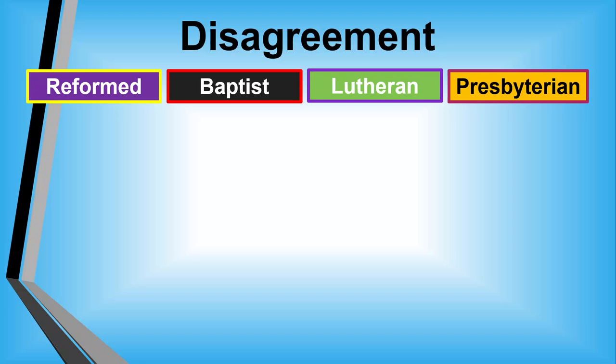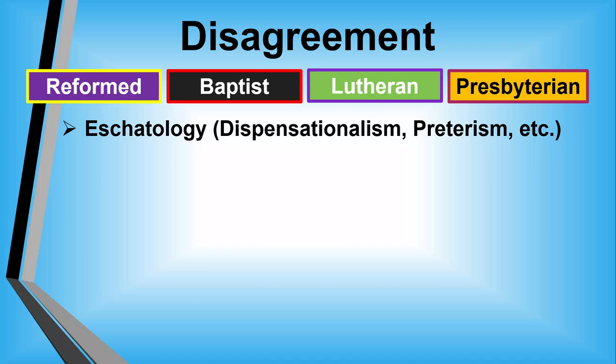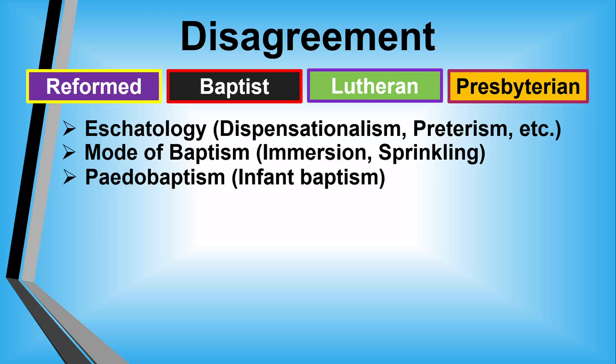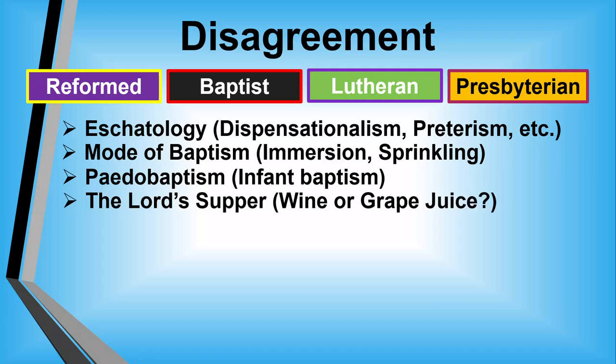Systematic theologians and denominations in Protestantism disagree on these. Eschatology, that's why they have dispensationalists, preterists, and so on and so forth. Then you have the mode of baptism. Should we baptize by immersion or by sprinkling? And now from this arises the question, are we to baptize infants? Paedobaptism, which Reformed, Presbyterians, and Lutherans adhere to. There's not a drop of evidence for this in the Scriptures. Fourthly, the Lord's Supper. Should we be using wine or grape juice?